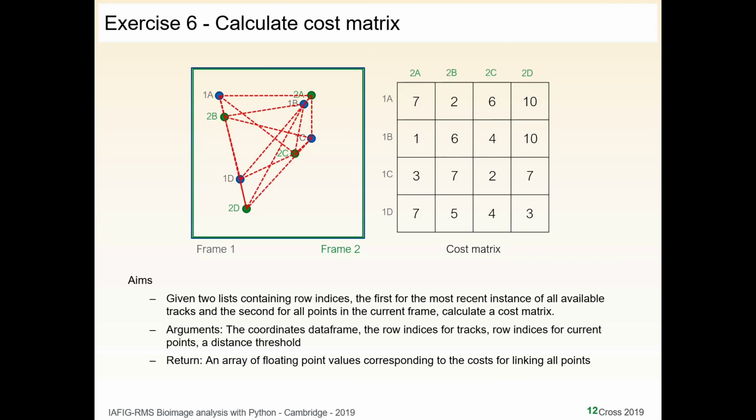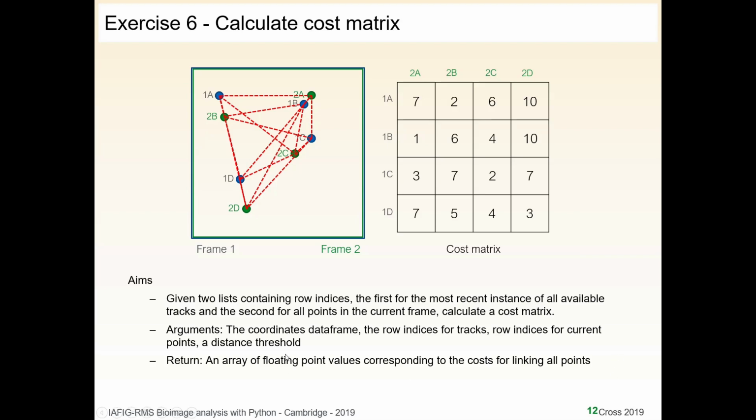Exercise 6 effectively just takes what we did in exercise 5 and loops it over all the possible points that we had. So it's looping over all the previous track indices and all the current point indices. When we do this, we're going to calculate the cost using the function from exercise 5, and then we're going to assign that value into a 2D array.